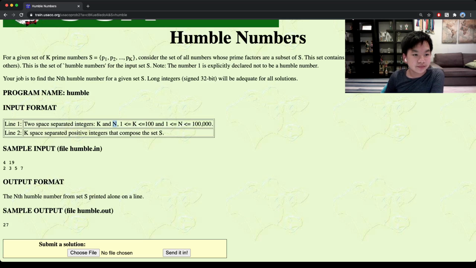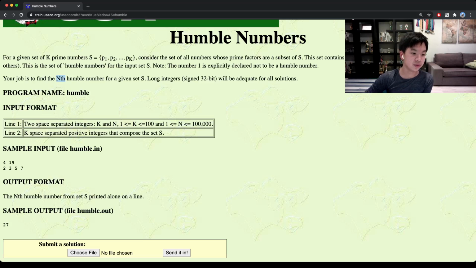A humble number is defined as a number that is a product of a subset of the primes. For example, 2 times 5, which is equal to 10, would be a valid humble number. So the nth humble number means the nth one from all the possible humble numbers, sorted by their value.